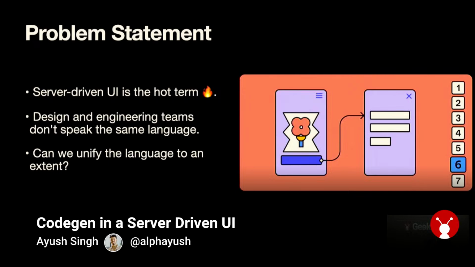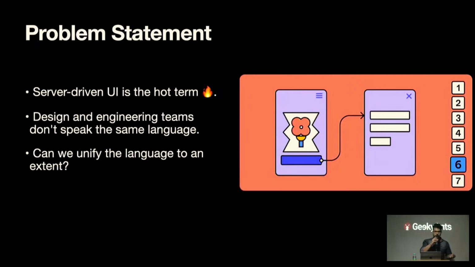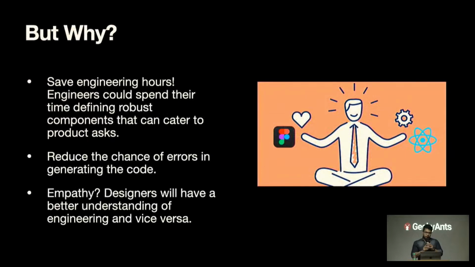Right, server-driven UI has been really hot lately, and a lot of organizations have been adopting it. It's obvious that in a fairly large organization you have a lot of product designers and a lot of people in the engineering team as well, right? And they don't speak the same language because, of course, when you have bigger teams, they are used to working in close silos. So is it possible to unify this language to an extent? Well, we'll get to it. But let me ask a question.